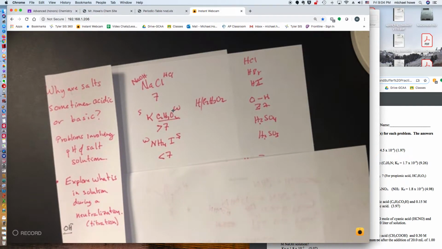Now you might be thinking, what if they're both weak? If they're both weak, then you have to go look up the magnitude of the ionization constants, but we're not going to get into that in this class.